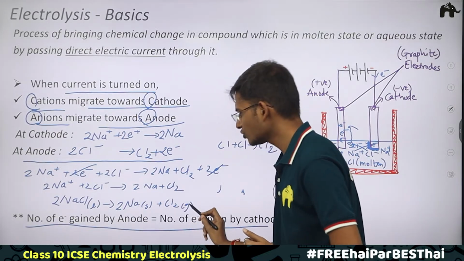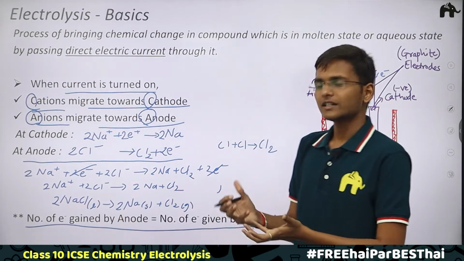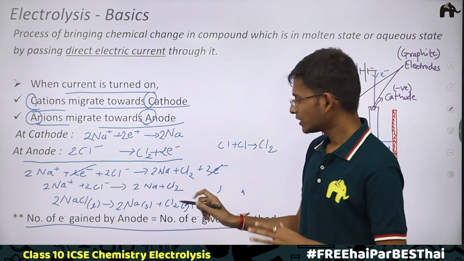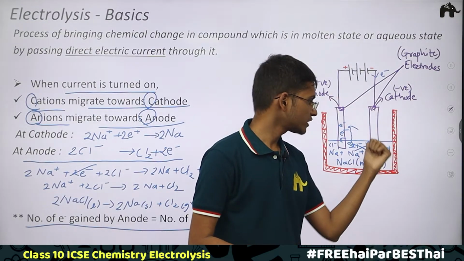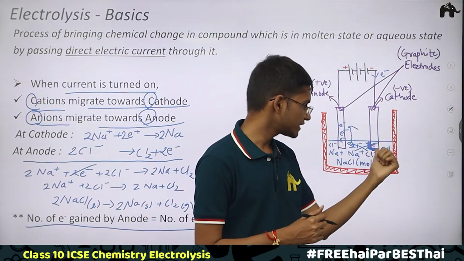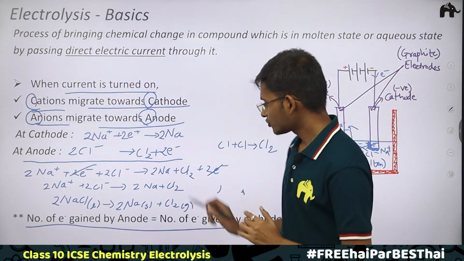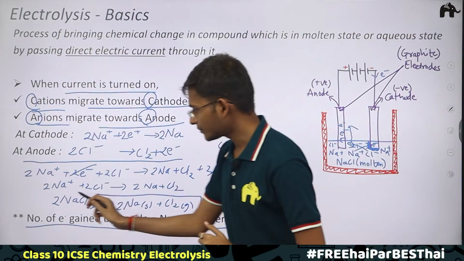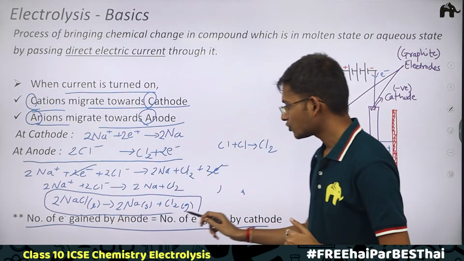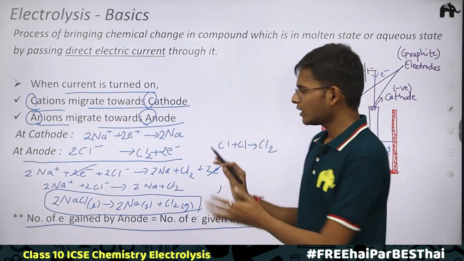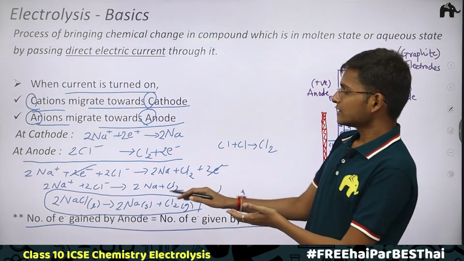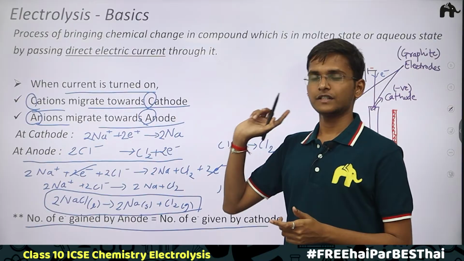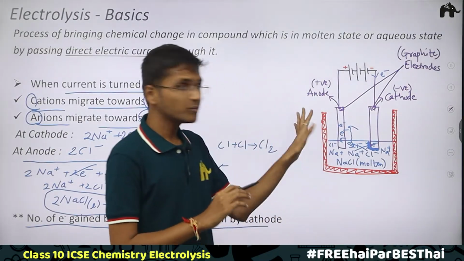So there is no need to mention the states, but for your understanding, I'm mentioning the states here. Chlorine gas, because it is evolving at the anode. Sodium atoms are solid, that's why they are getting deposited at the cathode. So this is actually what is happening in our electrolysis. Just wait a minute. Let's keep this reaction here itself, because this reaction would help us understand the definition. But let's complete the process.